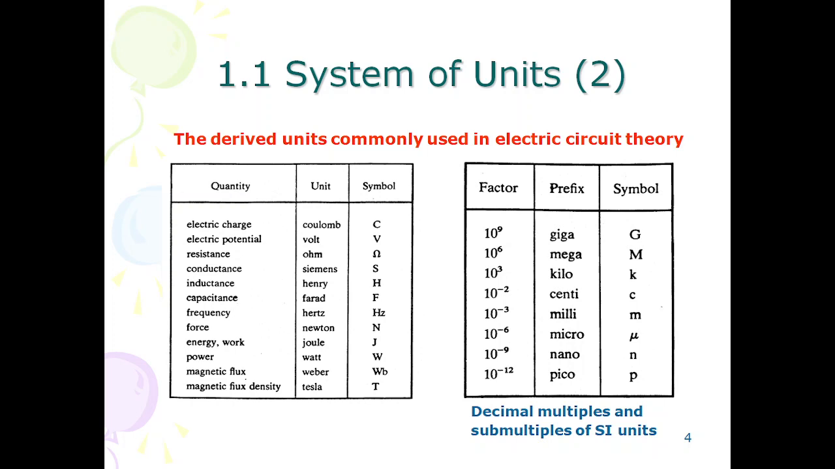Then prefixes: giga means 10 raised to 9, mega means 10 raised to 6, kilo means 10 raised to 3, centi 10 raised to minus 2, milli 10 raised to minus 3, micro 10 raised to minus 6, nano, pico, and so on.